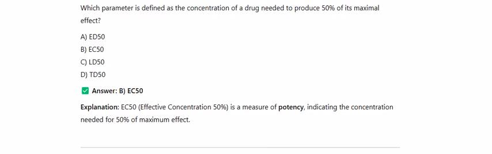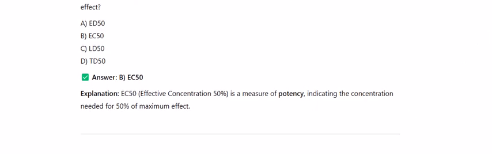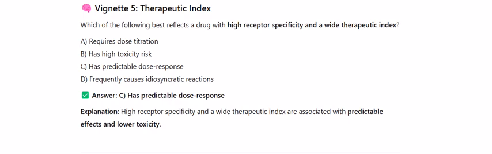Vignette 5. Therapeutic index. Which of the following best reflects a drug with high receptor specificity and a wide therapeutic index? A. Requires dose titration. B. Has high toxicity risk. C. Has predictable dose response. D. Frequently causes idiosyncratic reactions. Answer. C. Has predictable dose response. Explanation. High receptor specificity and a wide therapeutic index are associated with predictable effects and lower toxicity.